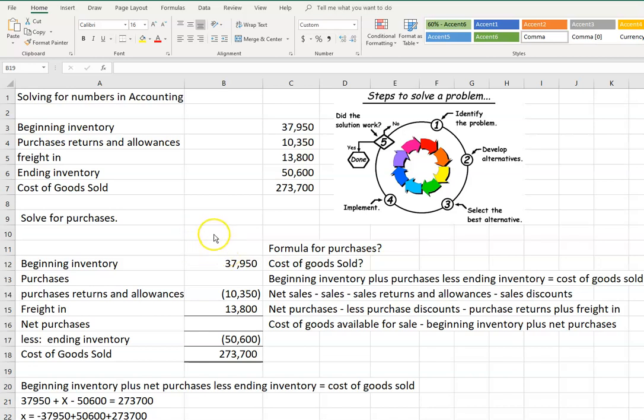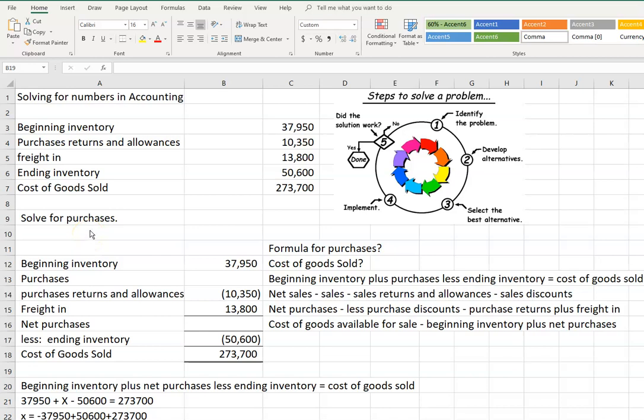This is very common in accounting. And what these sorts of problems are trying to do is to give you practice at using knowledge that you have to figure out something that you've never been asked for before. So if you look at the normal steps to solve a problem, you identify the problem. So the first thing you do in accounting is look at your question, and either at the beginning or the end of the problem, it'll tell you what you're trying to figure out. In this case, it says solve for purchases. So we're trying to solve for purchases.